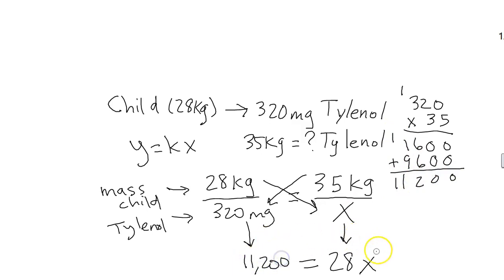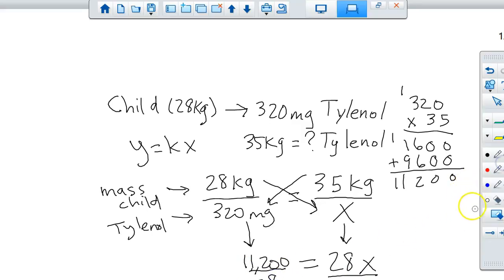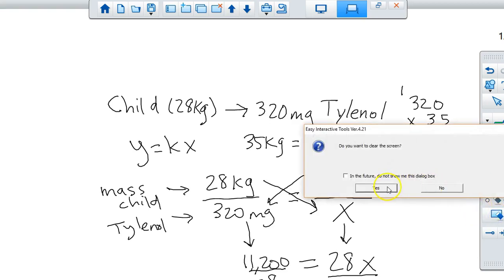11,200. Again, I'm trying to solve for how much Tylenol to give this kid that weighs 35 kilograms. So I cross multiply. The second step is to divide by whatever number is in front of x. So we're going to divide by 28 over here. And again, I'm not sure if this is getting cut off, so I'm going to clear this out real quick and see if I can remember my numbers.